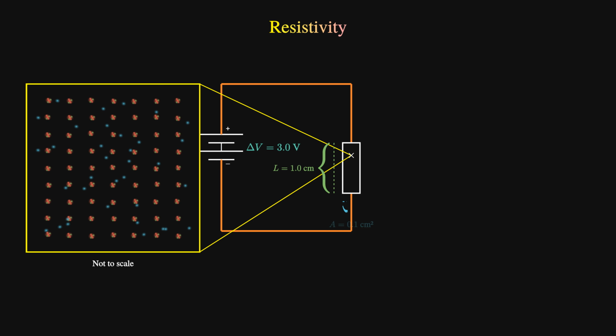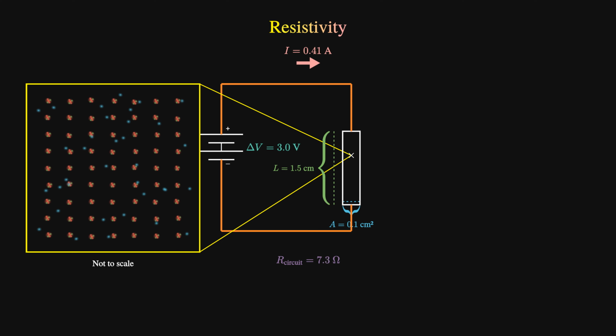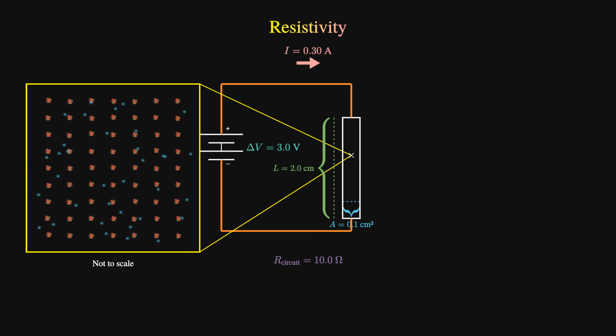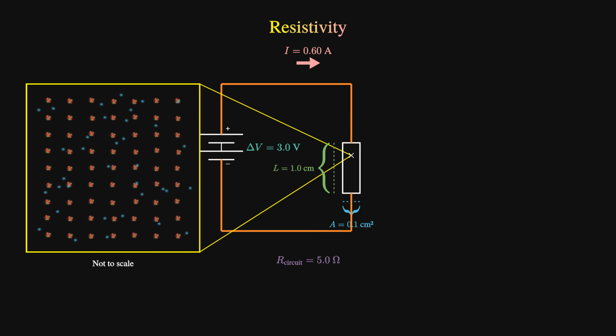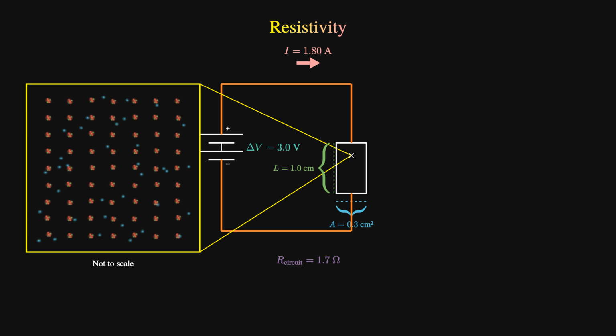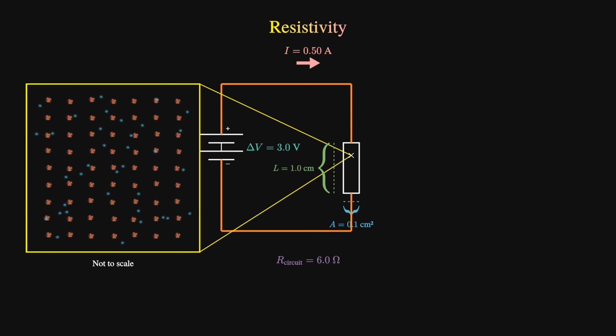Let's see what happens when we vary the size of our resistor. Firstly, if we increase its length, we find that the resistance will increase. This makes sense, as there is now more resistive material for the electrons to pass through. The reverse happens as we shorten the resistor. Secondly, if we increase the cross-sectional area of the resistor, we find that the resistance decreases. This also makes sense, as the electrons are now less closely packed together. The opposite happens if we decrease the area, of course.